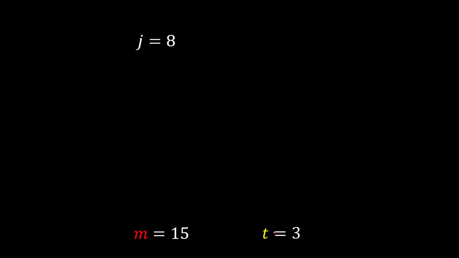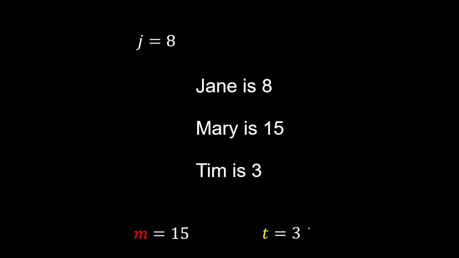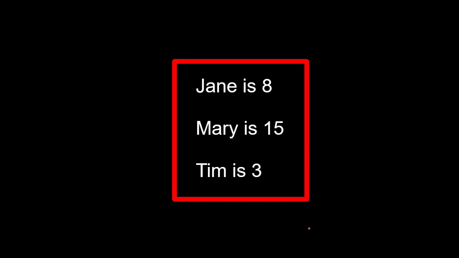Alright, so now we have j, we have m, and we have t, and we have our solutions to this difficult age word problem. So just to summarize this, Jane is going to be 8, Mary is 15 years old, and Tim is 3 years old at this current time. And that, ladies and gentlemen, is the final answer.